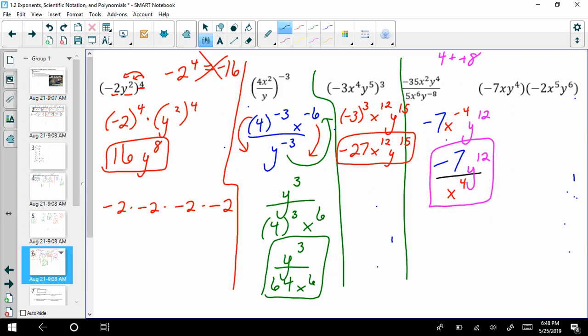And the last one here, we're going to multiply those together. So negative 7 times negative 2 would be 14. And now I want to do the x's. So technically this x is to the first. So what do I do with the exponents when I'm multiplying? We add them. So 1 plus 5, x to the 6th. And then I want to do the y's. 4 plus 6. Nothing has to move because I have positive exponents. We will be working with these exponent properties a lot throughout the semester, so we want to make sure we get those down.